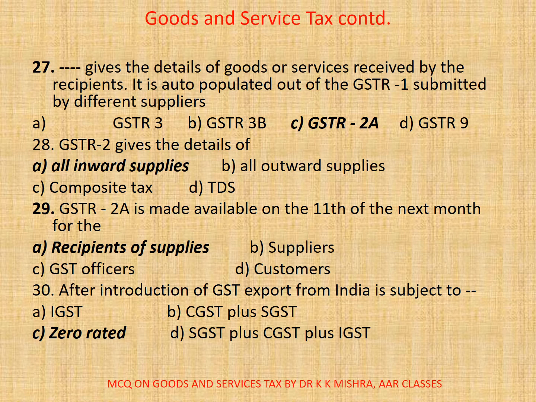29. GSTR 2A is made available on the 11th of the next month for the A. Recipients of supplies, B. Suppliers, C. GST officers, D. Customers. The correct option is A. Recipients of supplies.